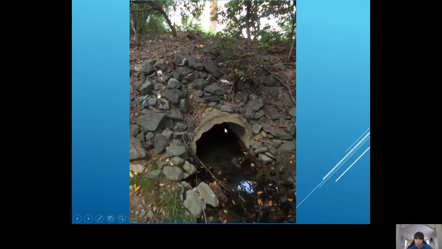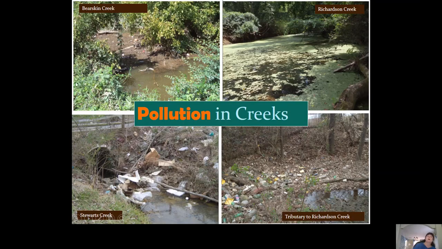This is just one example of a storm drain. They are all over Monroe, and they come into our lakes and streams and tributaries. So all sorts of our creeks around Monroe have pollution. All right. Maybe you guys know Bearskin Creek. That's right there at Delk Tonawanda Park. Richardson Creek is out by 601. Then there's Stewart's Creek, 74, and then some tributaries to Richardson's Creek.